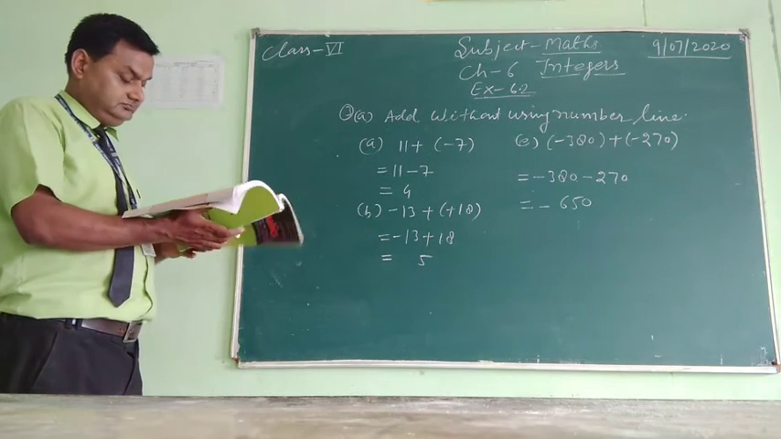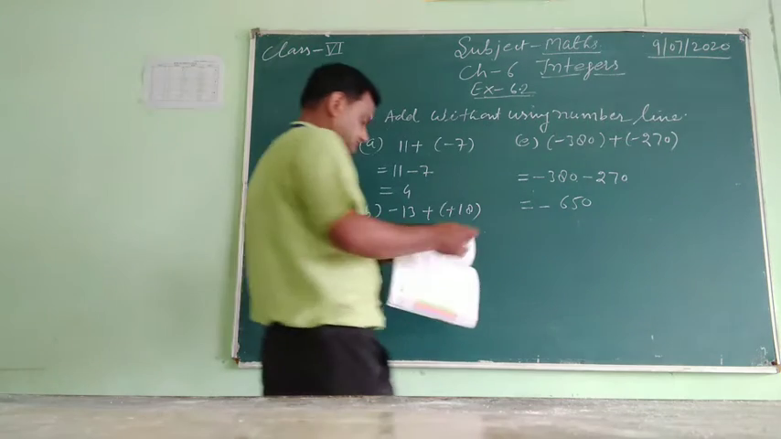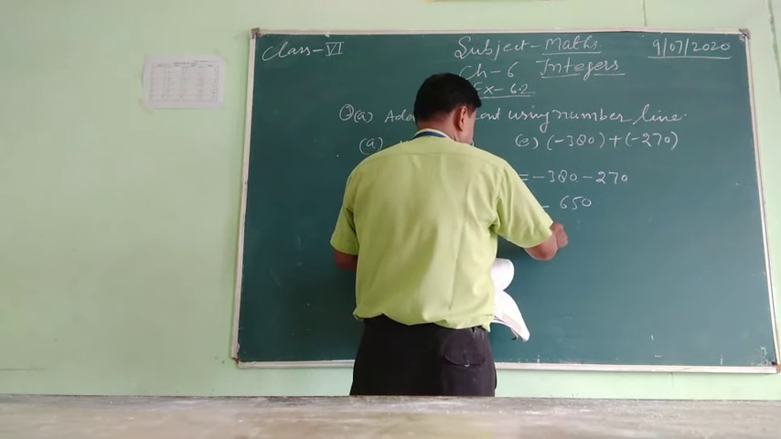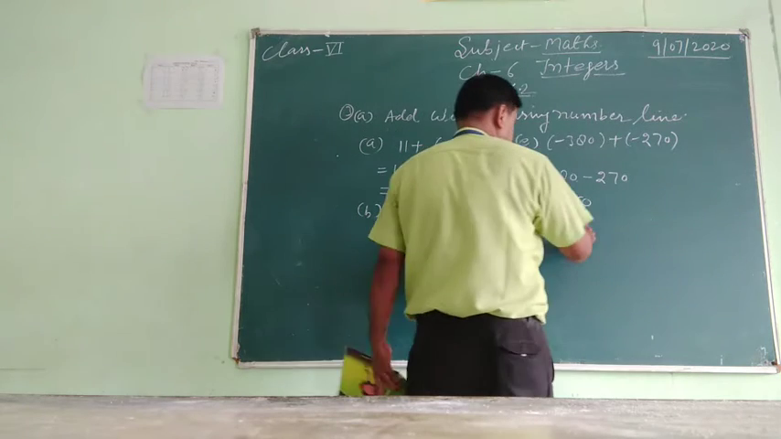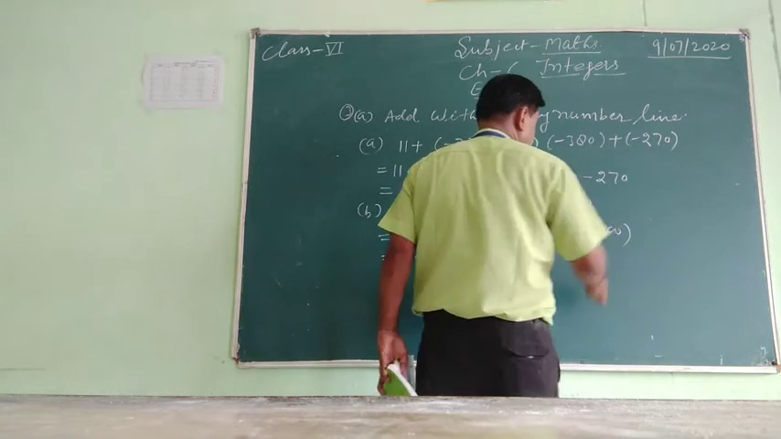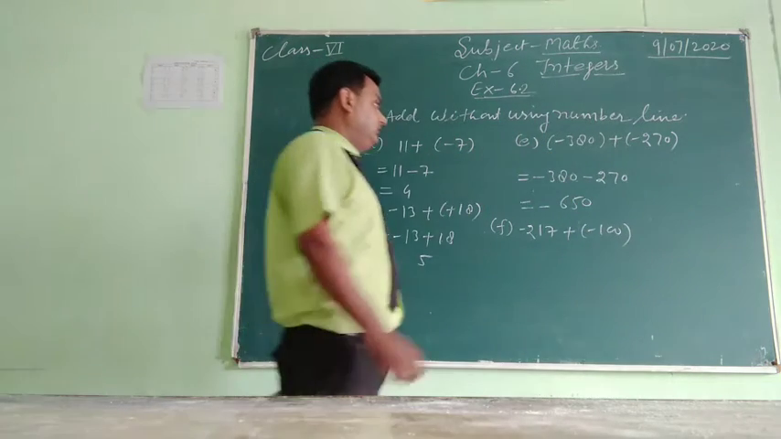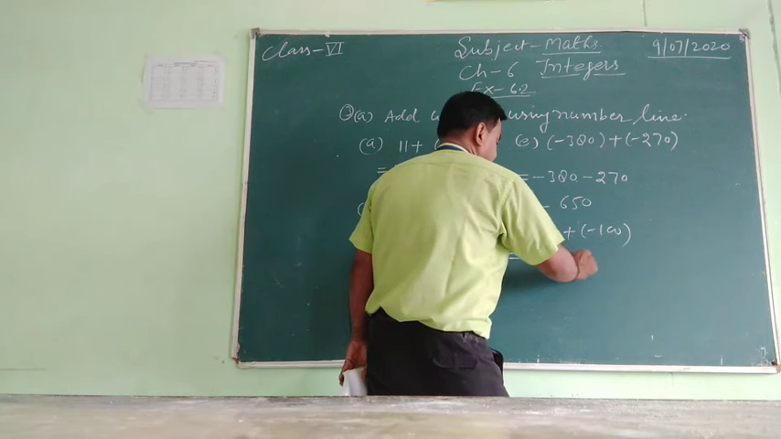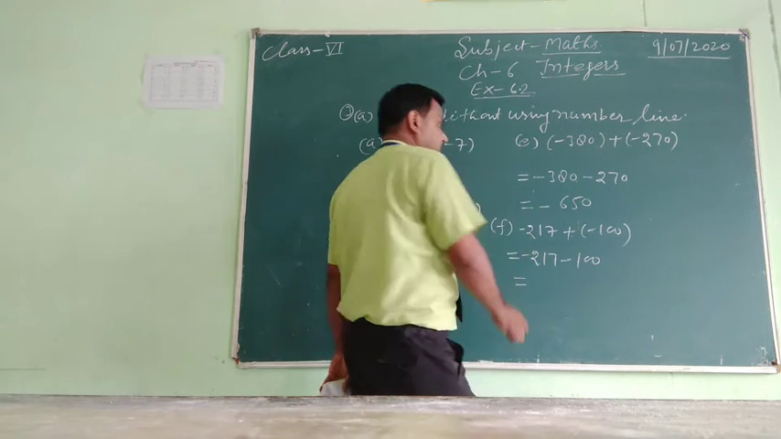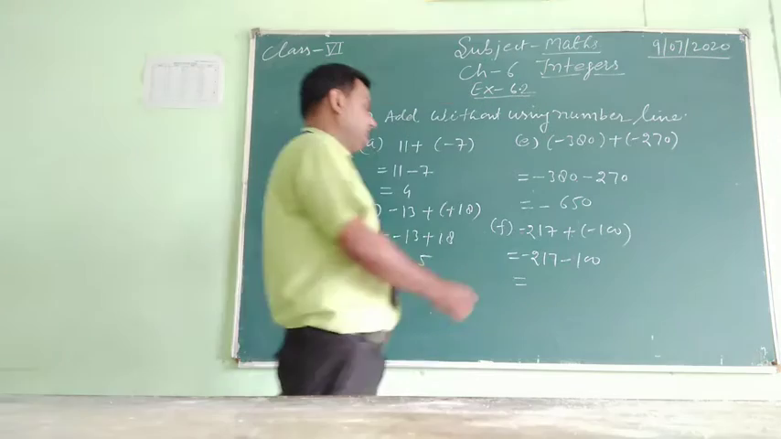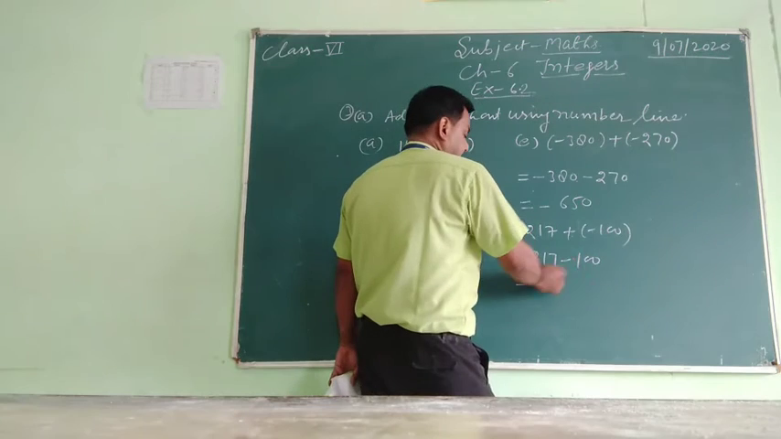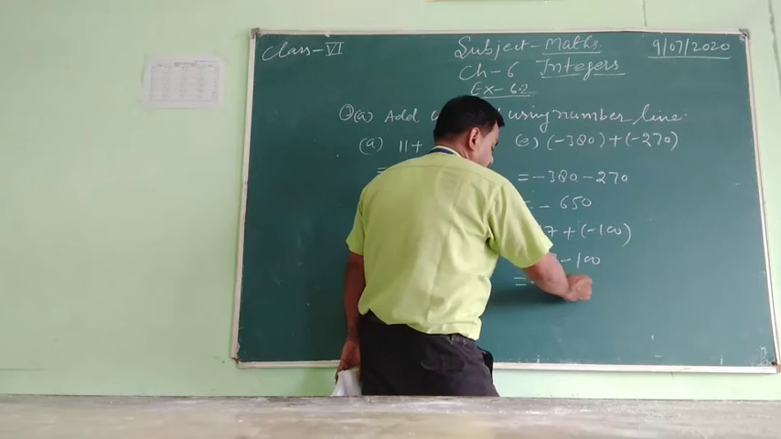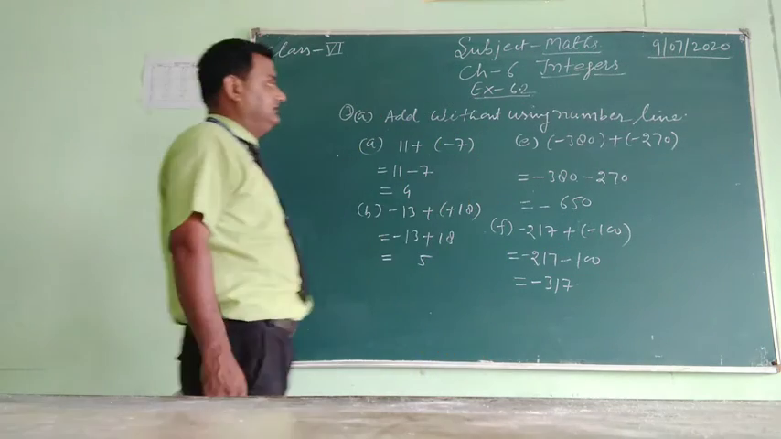And F part, -270 plus -100. Now -270 plus -100. Minus plus sign minus, 270 and 100, 370. So this is the answer.